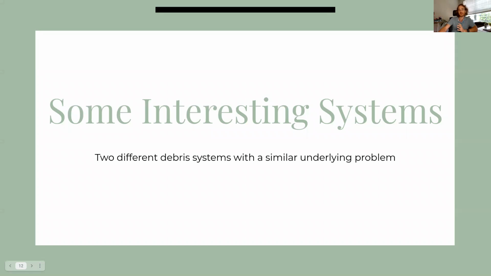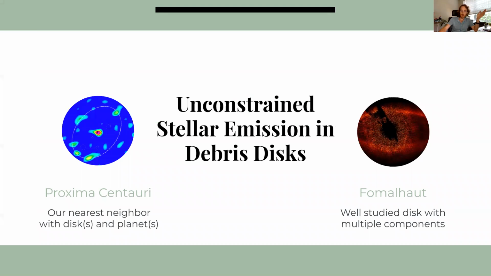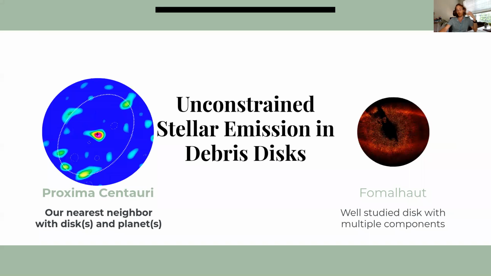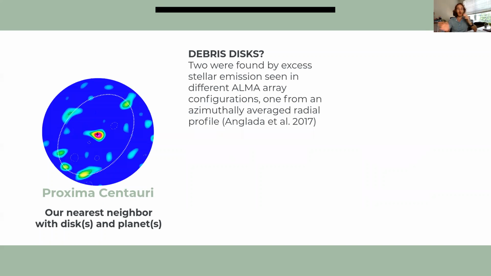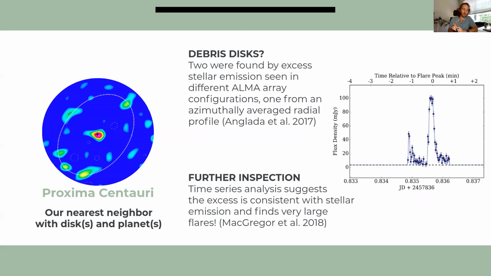So we'll talk about a couple of interesting systems and a similar underlying problem that they have. The first is Proxima Centauri. This is our nearest neighbor. It has multiple disks and multiple planets. But does it have multiple disks? ALMA observed three different debris disks around it, which was a really cool find. But upon further inspection, two of the debris disks, which were inferred through excess emission, turned out to be very, very large flares. This should have been somewhat expected, given that M dwarfs are notorious for their flaring. But we can't really say anything about what excess emission could be there because these flares biased our observations.